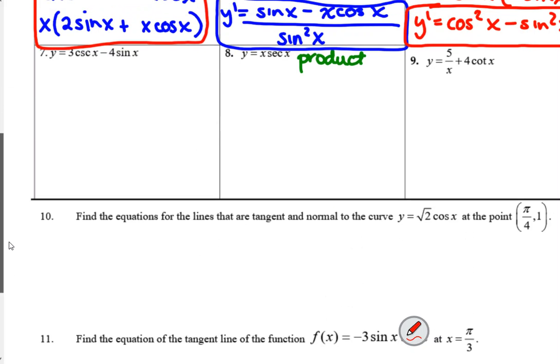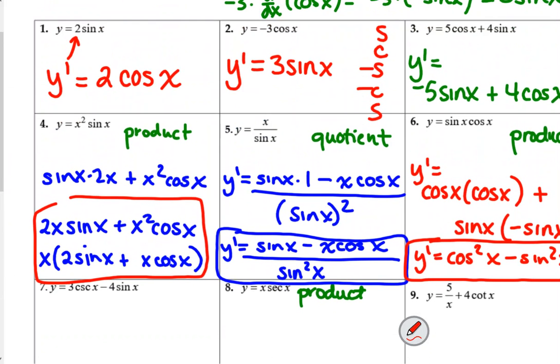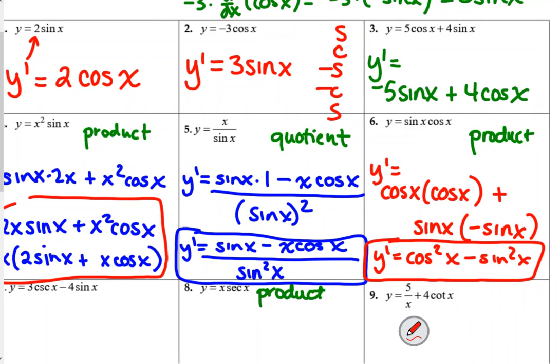Not bending. Oh, I see it. Oh, it's bending. All right. Oh, wow. A little bit. So, all right.